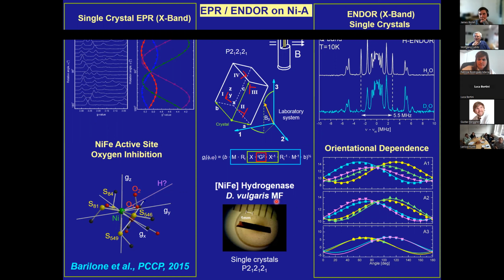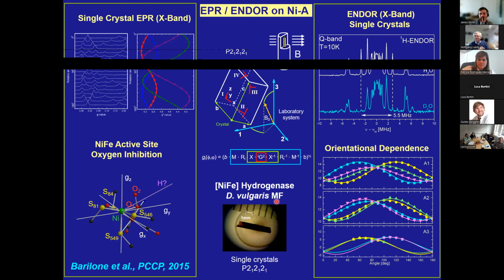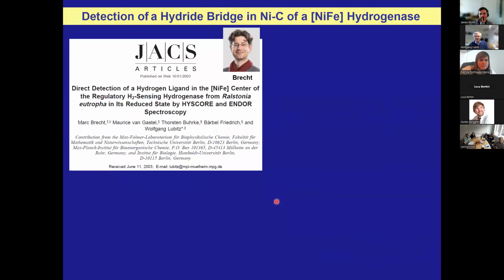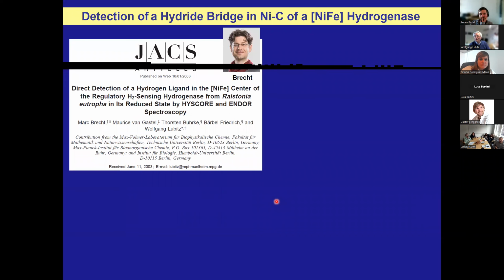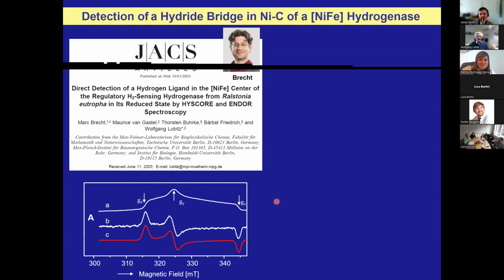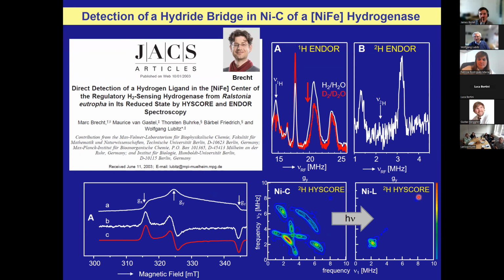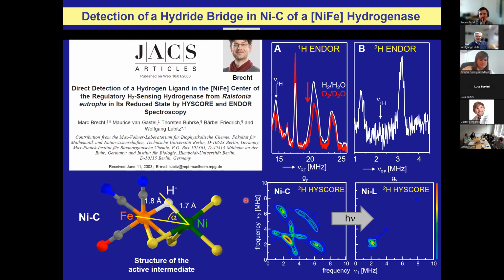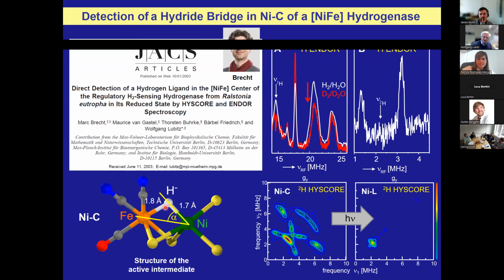In principle, you can measure each nucleus that is coupled to the electron spin and get the hyperfine information from that. Very important. The most interesting thing is certainly that we detected the hydride already 19 years ago in the nickel-iron hydrogenase, in the nickel C state. That was work together with Bärbel Friedrich's group, doing proton ENDOR, and deuterium ENDOR when we deuterated it, and also high-field EPR. And from all this work, we got the position of the hydride, which is closer to the nickel than to the iron.